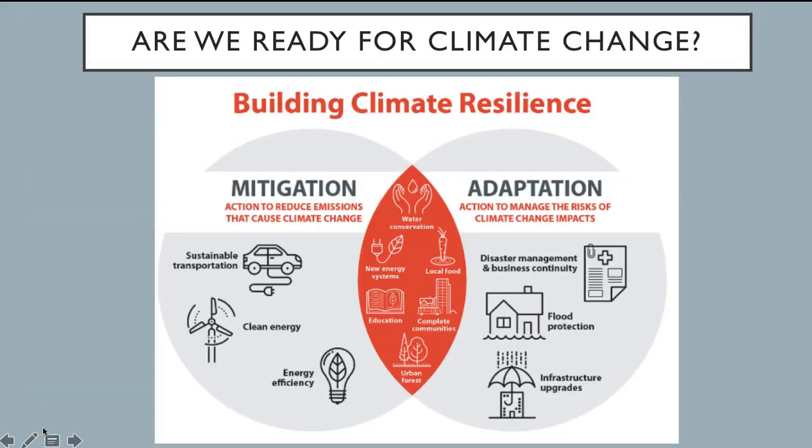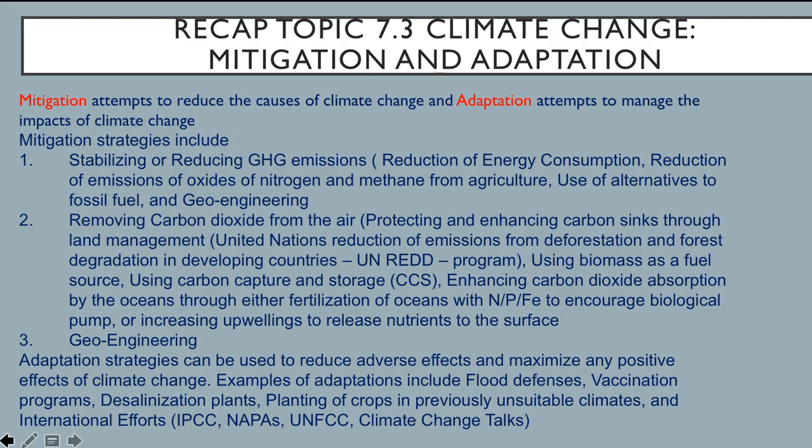Are we ready for climate change? Societies will need to adopt both mitigation and adaptation strategies in managing climate change. To recap the contents of this movie, topic 7.3, climate change, mitigation and adaptation. Mitigation attempts to reduce the causes of climate change, and adaptation attempts to manage the impacts of climate change. Mitigation strategies include stabilizing or reducing greenhouse gas emissions through these different techniques, removing carbon dioxide from the air, also through these different techniques, and geoengineering. Adaptation strategies can be used to reduce adverse effects and maximize any positive effects of climate change. Examples of adaptations include these examples.